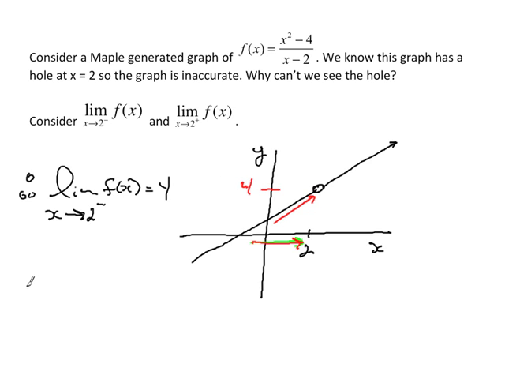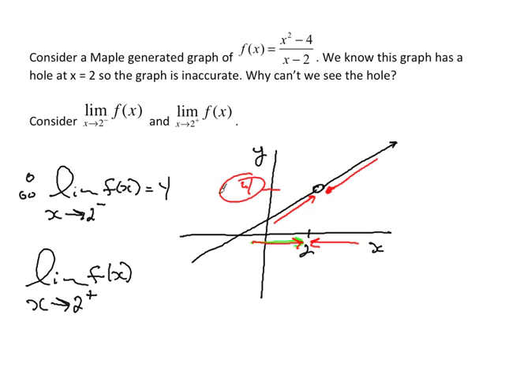We can also look at this and see that the limit as x approaches 2 from the right of f of x, well, as I get infinitely close to 2 from the right, what's happening to my function? Again, it's getting infinitely close to 4. So this limit is also equal to 4.